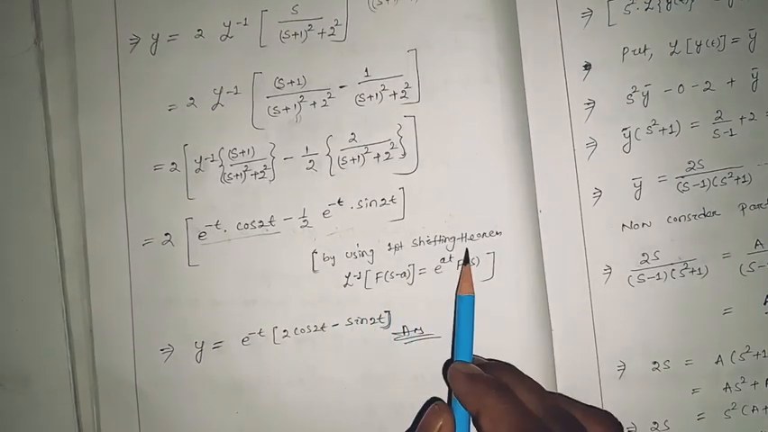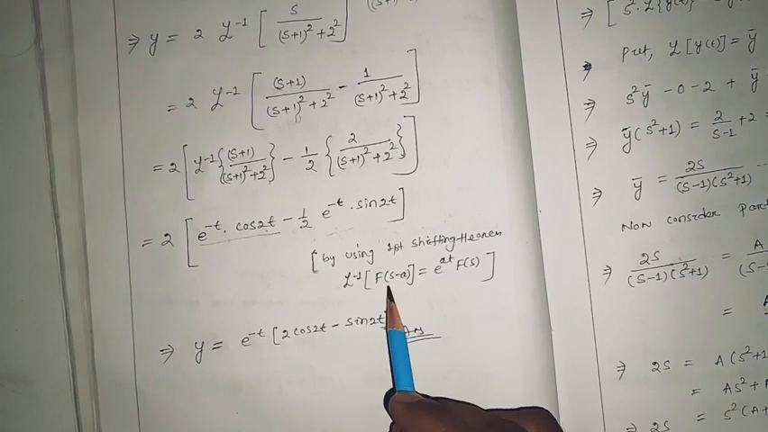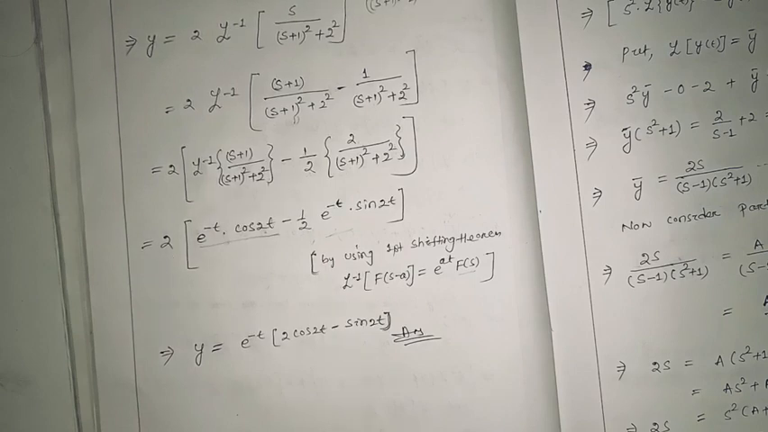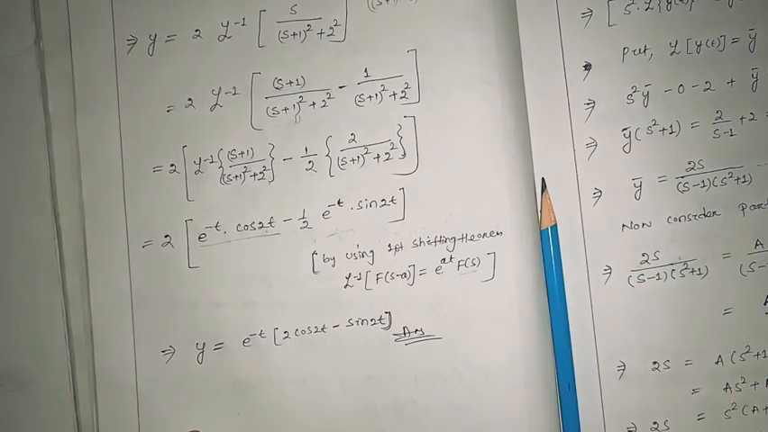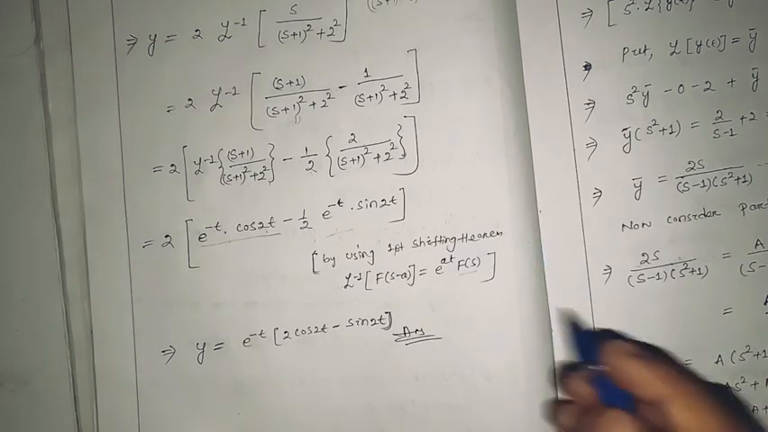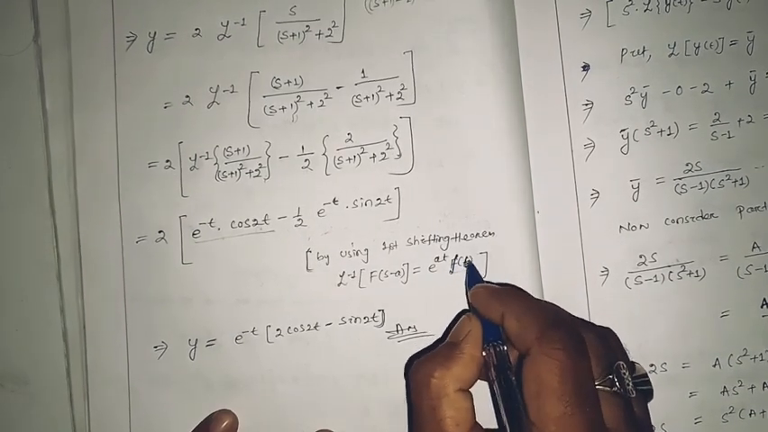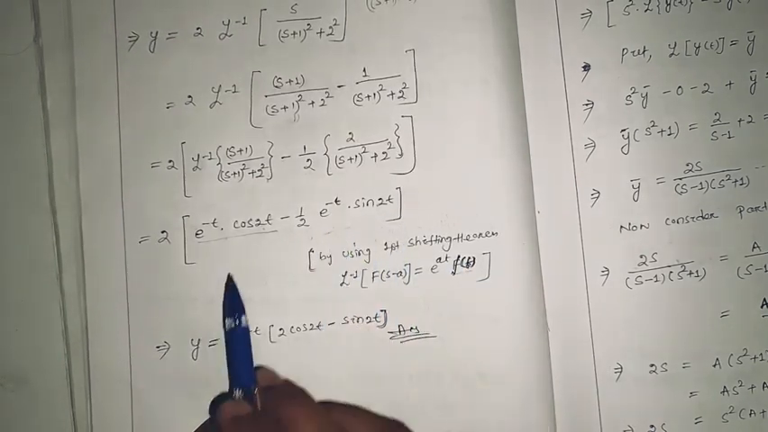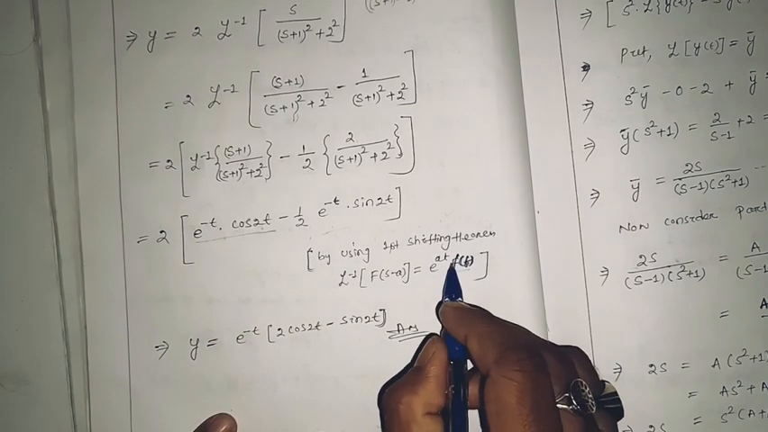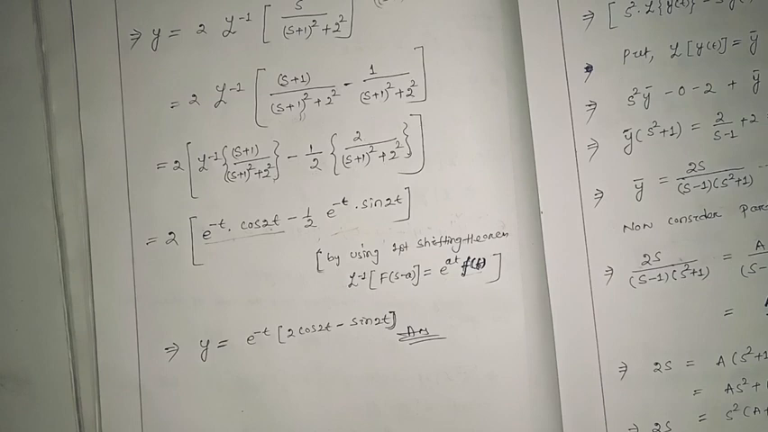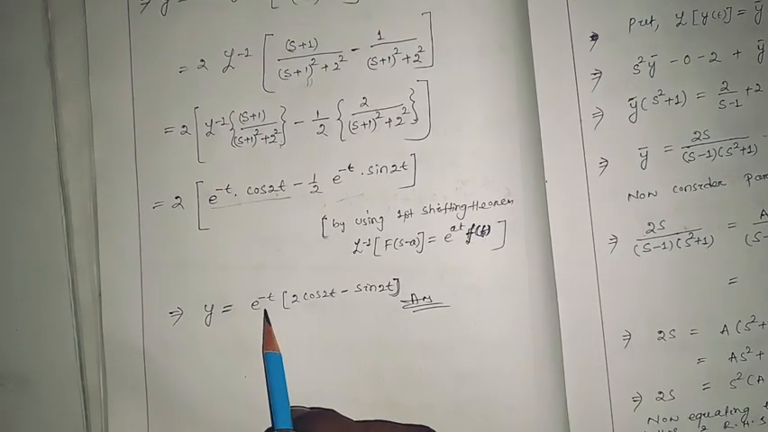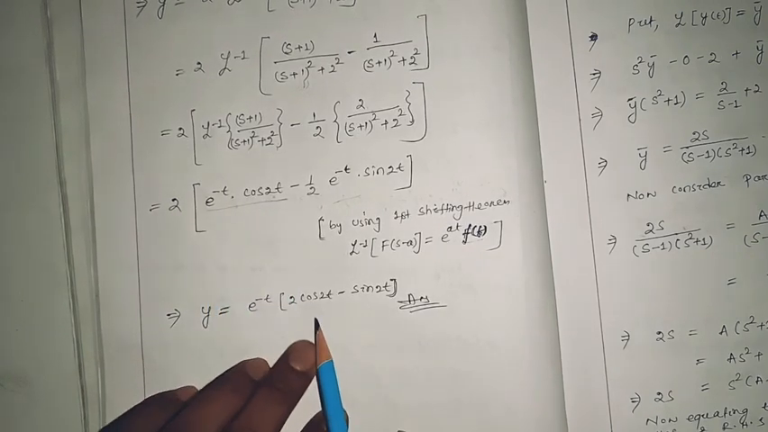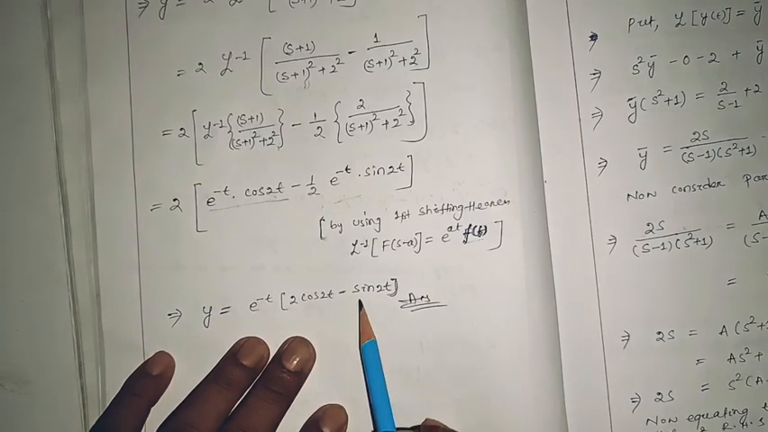Here I clearly wrote that by using the first shifting theorem, the inverse Laplace transform of F(s-a) will be e^(at) f(t). I wrote it wrongly earlier; it is e^(at) f(t). So sin 2t is multiplied by e^(at), and cos 2t is multiplied by e^(at). So finally, if I take e^(-t) outside, it will be e^(-t) times (2 cos 2t, and here 2 multiplied, 2 got cancelled, sin 2t) is your answer.